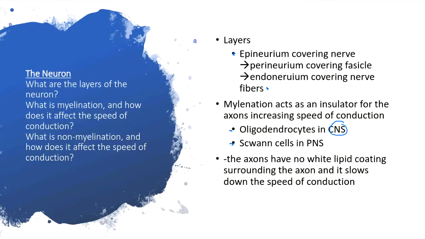Next question is, what is non-myelination and how does it affect the speed of conduction? It's basically when the axon is not myelinated, so it has no oligodendrocyte or Schwann cell around it, so it's not insulated. There's no white lipid coating. And this usually means that the speed of conduction is slowed.